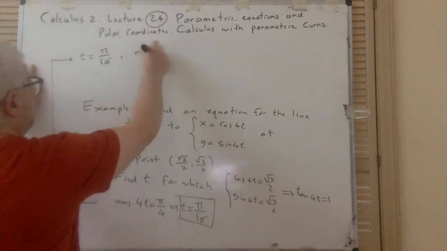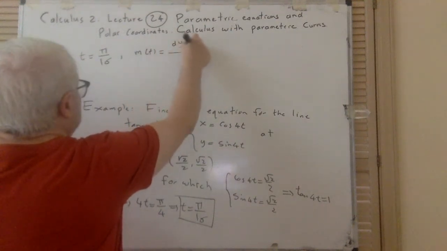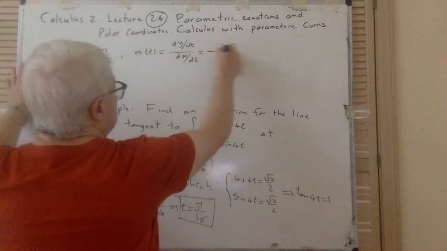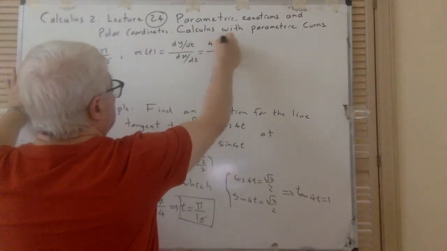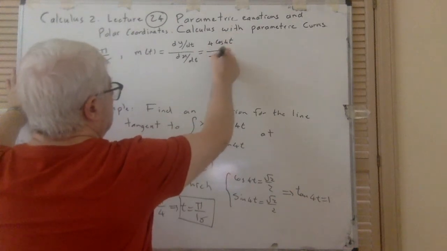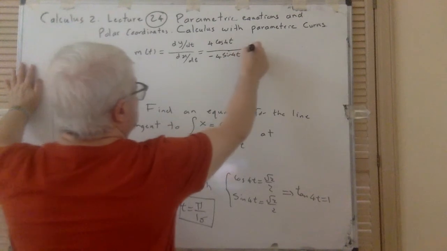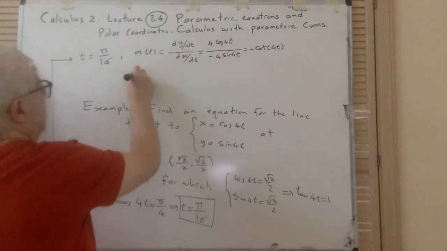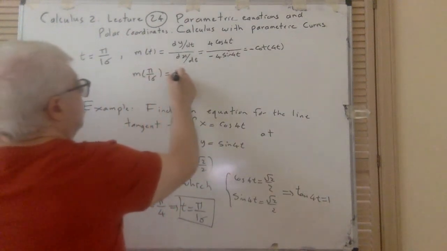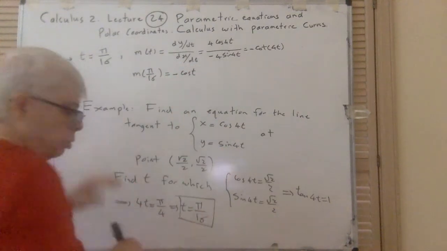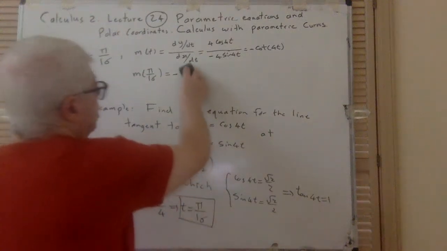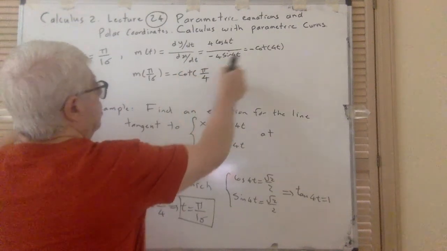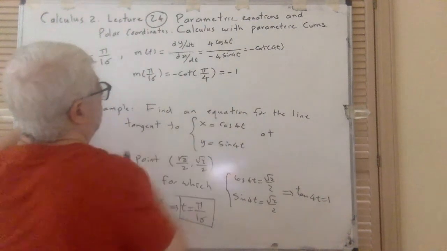I need m as a function of time, and that was dy/dt over dx/dt. Don't forget. So that's this one divided by this one. So that is the derivative of this one, 4 cosine 4t, divided by minus 4 sine 4t. So that's minus cotangent of 4t. So m at pi over 16 is minus cotangent of pi over 4, right? Minus cotangent of pi over 4, this is 4. So that's minus 1.